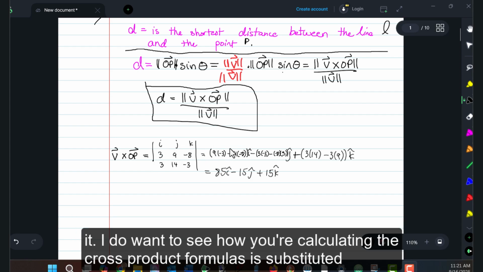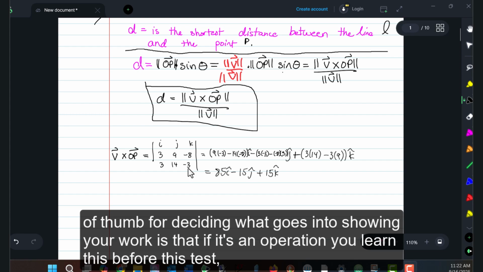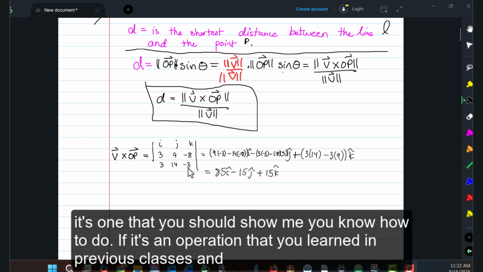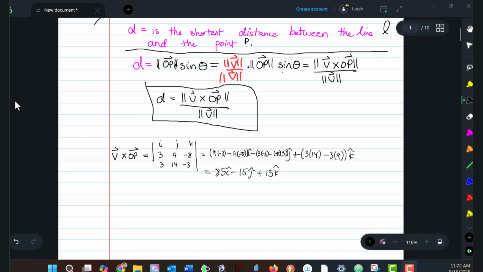I do want to see how you're calculating the cross product, so substitute it in, but once you get to the point where you're doing the arithmetic, you could just plug in the numbers over here. The rule of thumb for deciding what goes into showing your work is that if it's an operation you learned before this test, it's one that you should show me you know how to do. If it's an operation that you learned in previous classes, at this point I understand that you understand how arithmetic works, you don't have to show me.